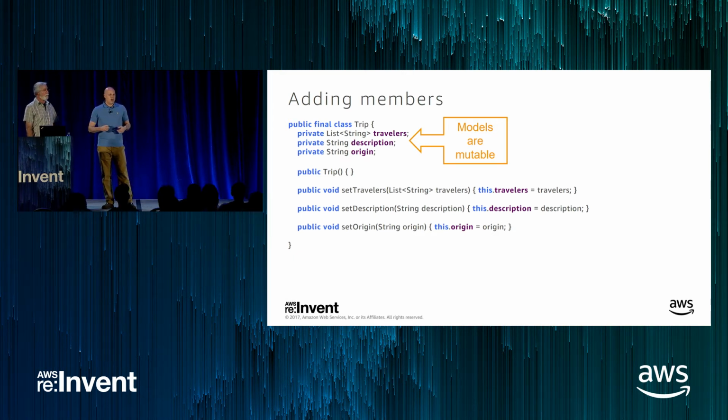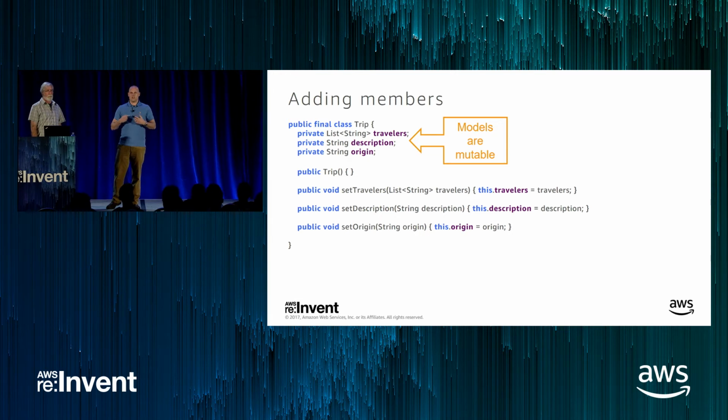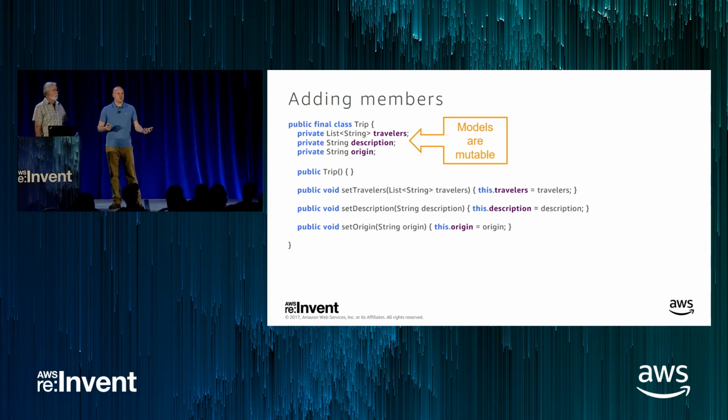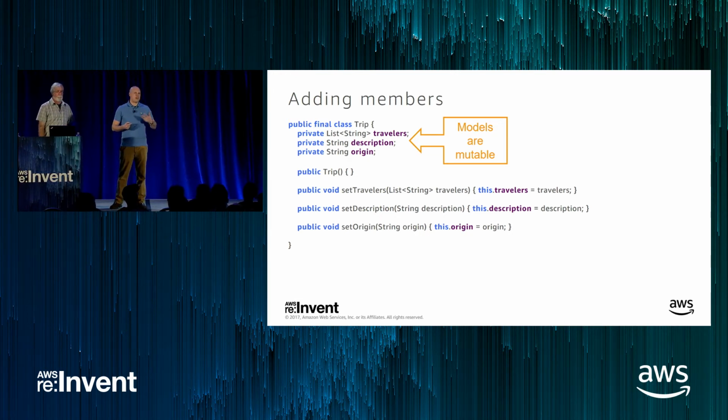So how can we get something that's immutable but also forward compatible? So something that I can safely add properties to without breaking existing customers.